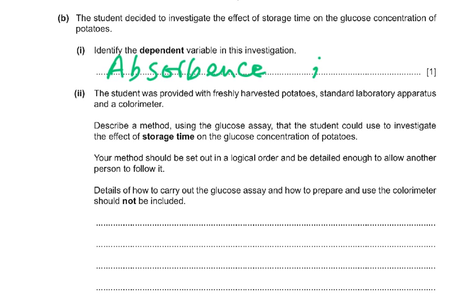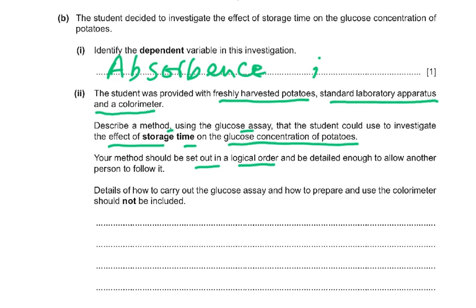The student was provided with freshly harvested potatoes, standard laboratory apparatus, and a colorimeter. Describe a method using the glucose assay that the student could use to investigate the effect of storage time on the glucose concentration of potatoes. The method should be set out in a logical order and be detailed enough to allow another person to follow it. Details of how to carry out the glucose assay and how to prepare and use the colorimeter should not be included. Now, some of you did not read this note, and you gave me all that.